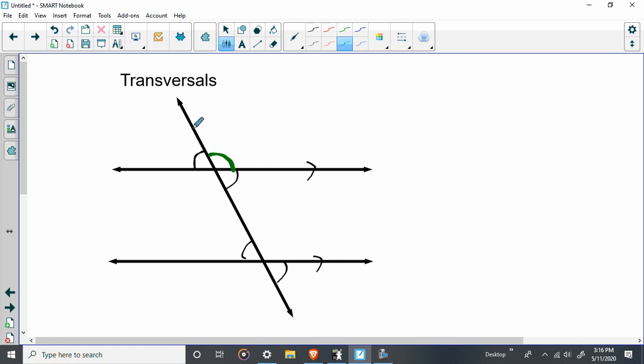Any obtuse angles, right? So again, this is obtuse, greater than 90. Any obtuse angles that you see are all the same. Any one of these black angles is going to be congruent to one another, and any one of these green angles is going to be congruent to one another. If I mix an acute angle and an obtuse angle, any pair of them, they have to equal 180 degrees, or what we call supplementary.